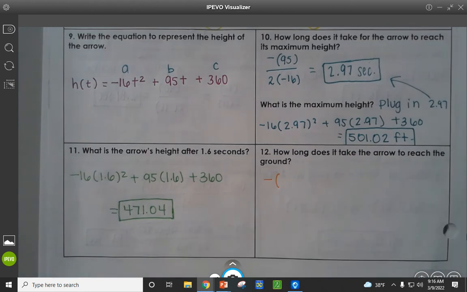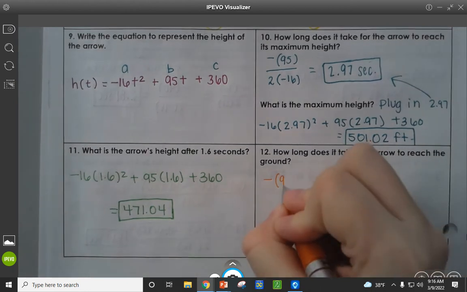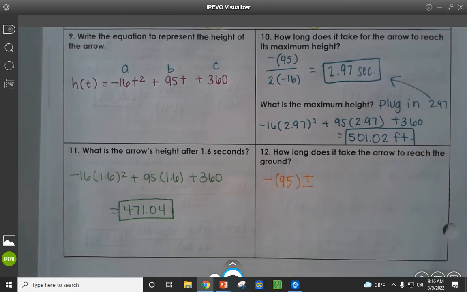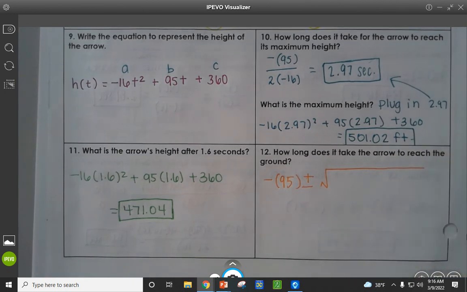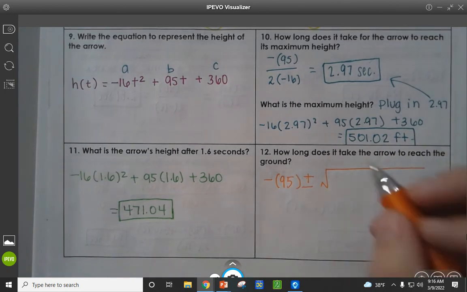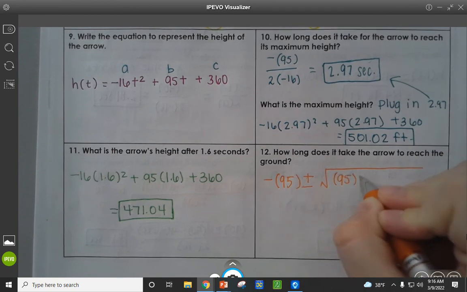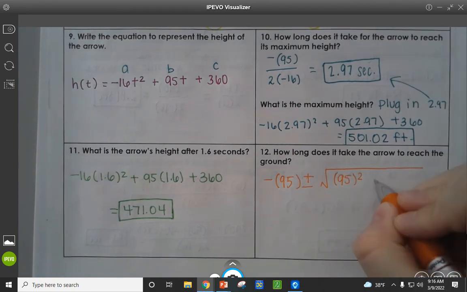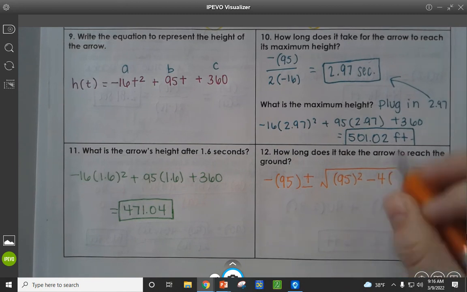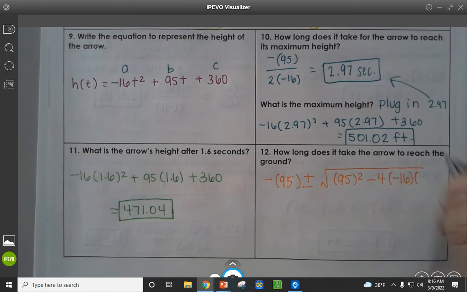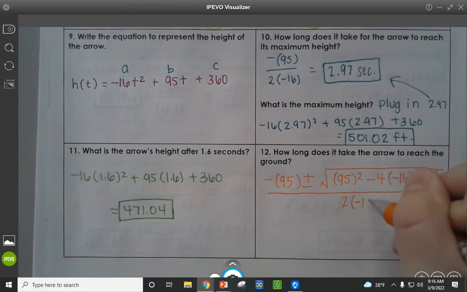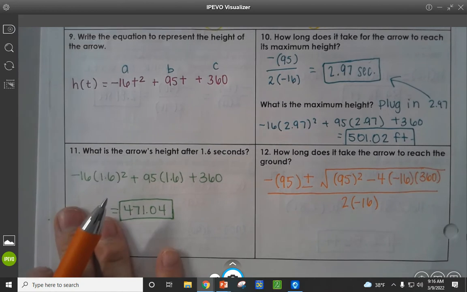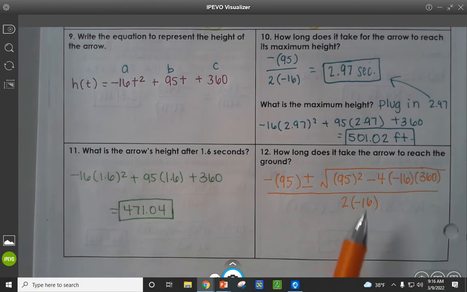So it's negative b, so 95, plus or minus the square root, and then we have in parentheses b squared minus 4 times my a of negative 16 times my c of 360. That whole thing is over 2 times my a of negative 16. And your a at this part is always going to be negative 16.